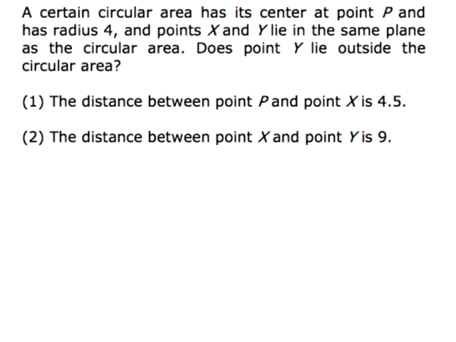So you have a circle centered at P, radius is 4. And then X and Y are somewhere in the same plane. So in other words, the same plane just gets rid of the idea that you might have to think in 3 dimensions. And then X and Y are somewhere.